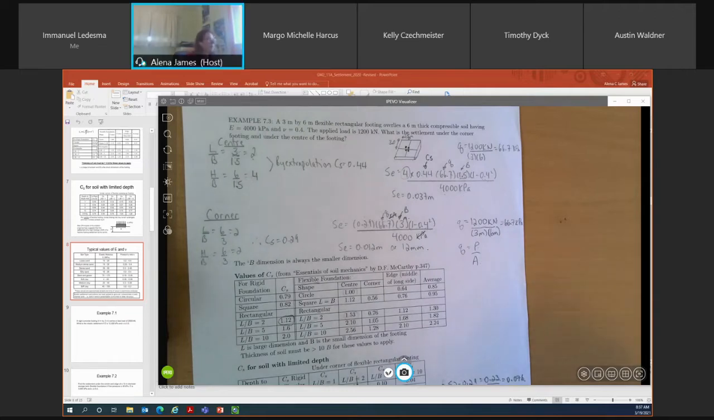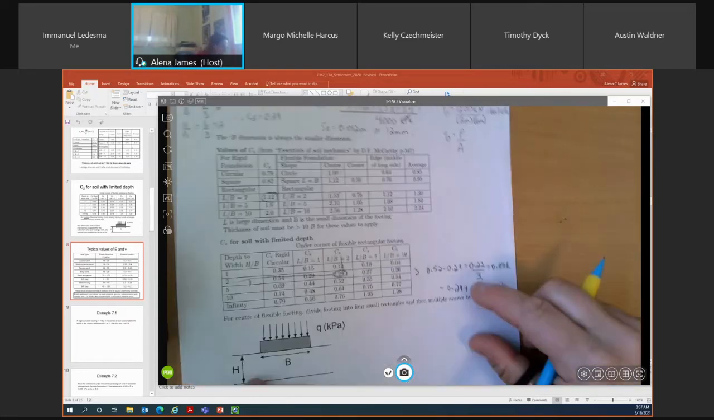H over B does change in value. So H is still 6 meters. So the thickness of our soil layer beneath the base of the foundation is still 6 meters. But B, the smallest dimension of our smaller rectangles, has changed and is now 1.5 meters. So our H over B value is 4. So we'll look at our DAS table here.